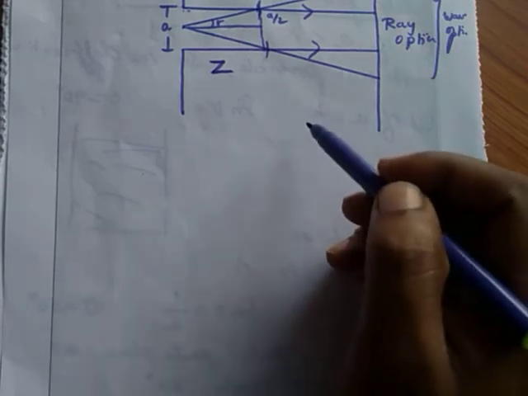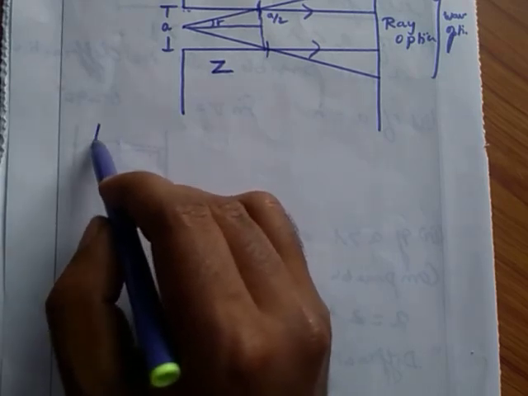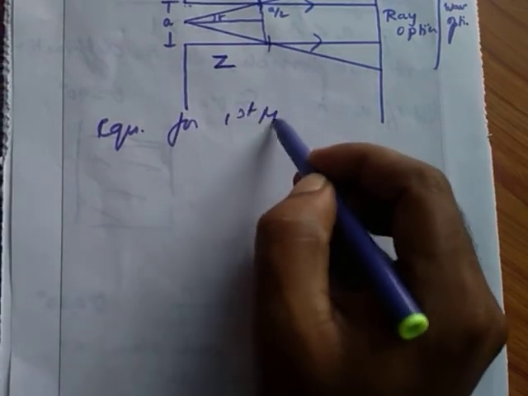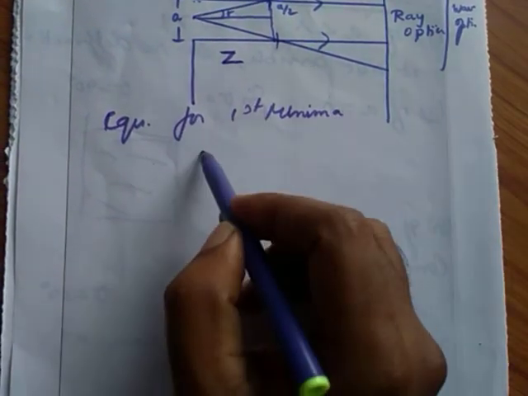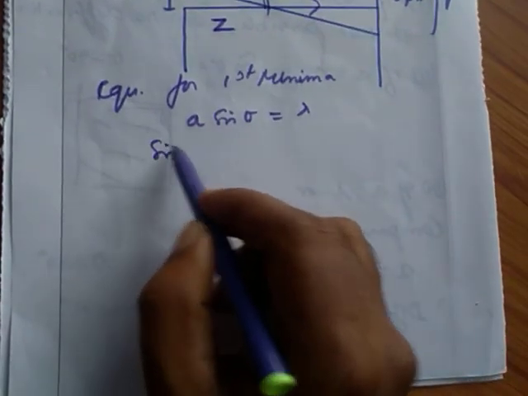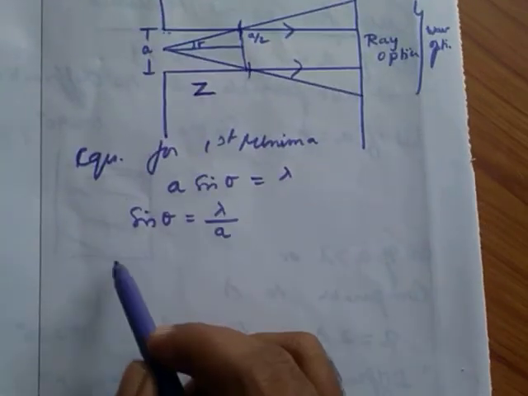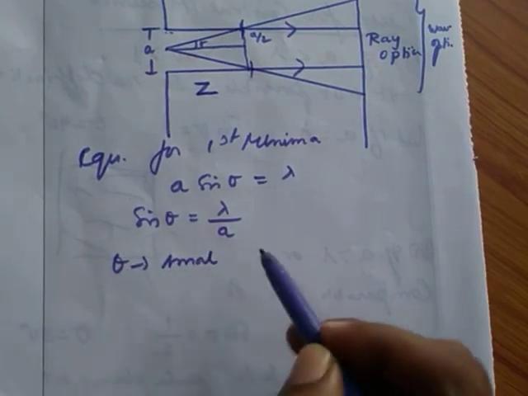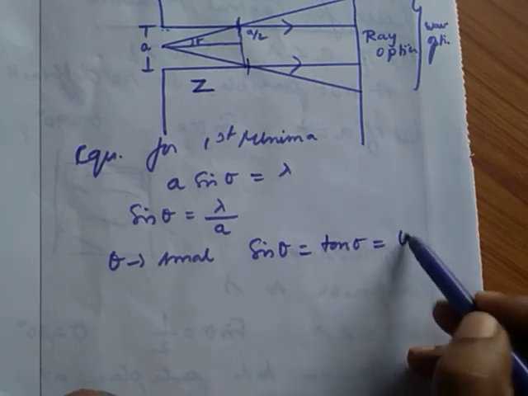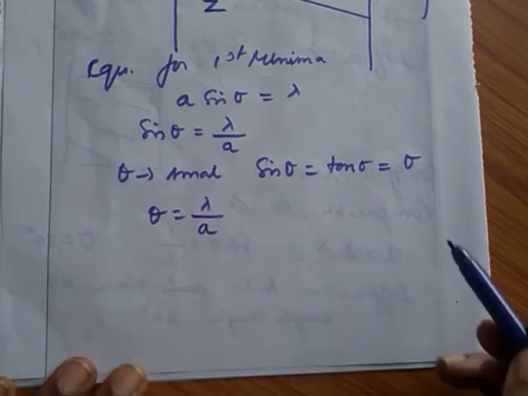Suppose we know the diffraction equation for first minima, that is A sin theta is equal to lambda. Okay, after solving this we get sin theta is equal to lambda by A. Here we know the value of theta is very small. We can take sin theta is equal to tan theta, that is equal to theta. Then theta is equal to lambda by A.